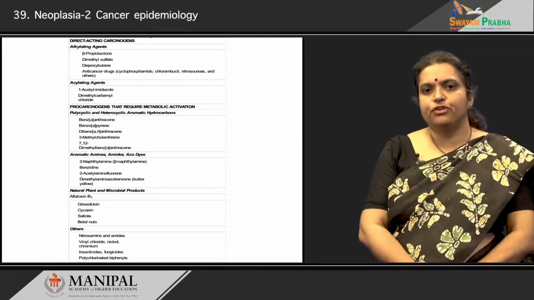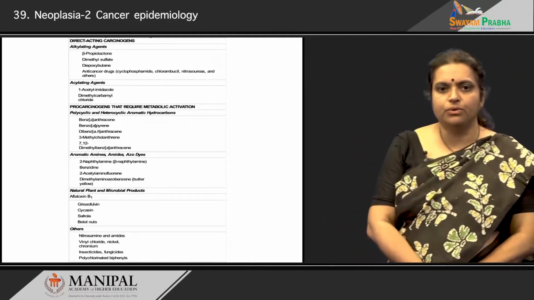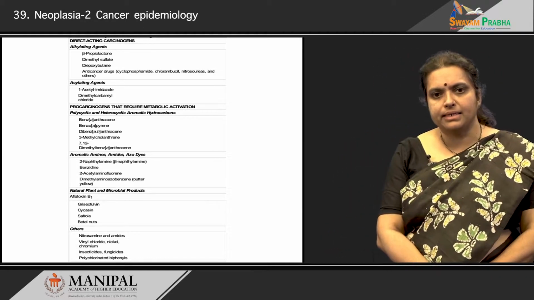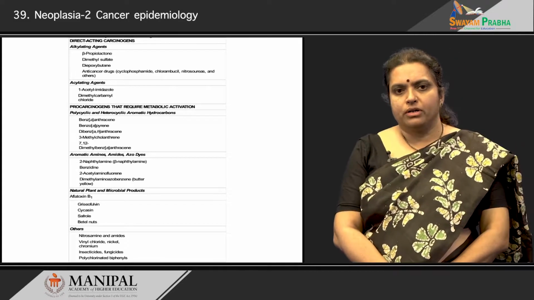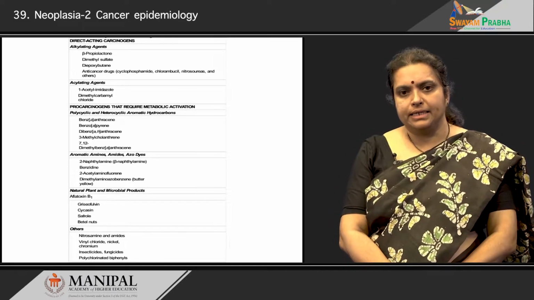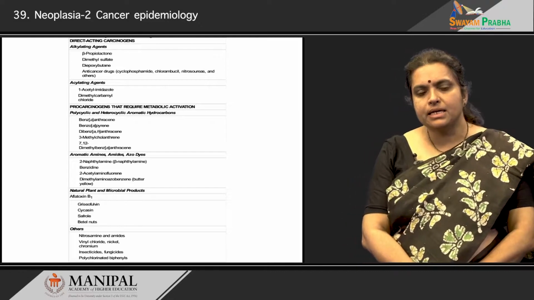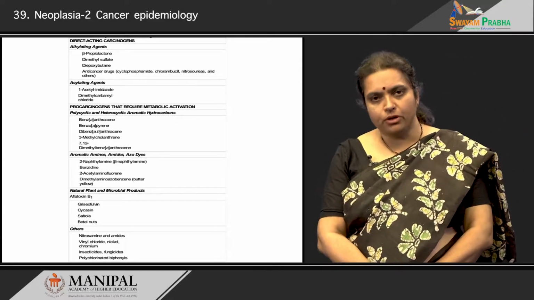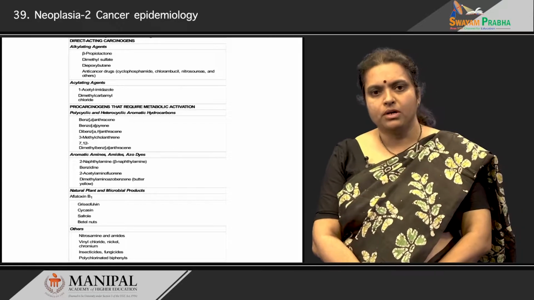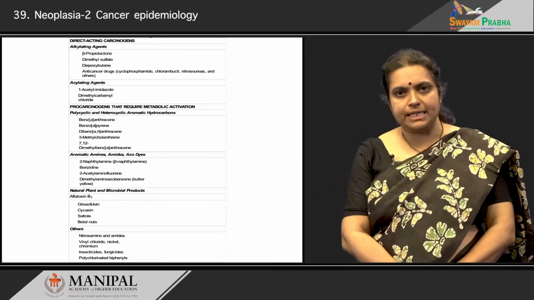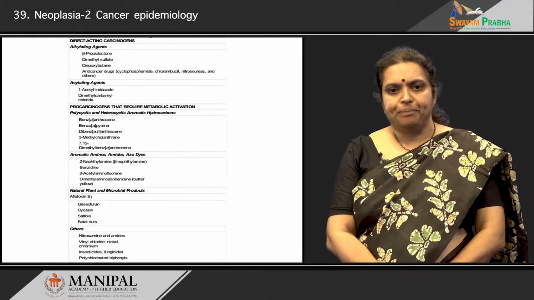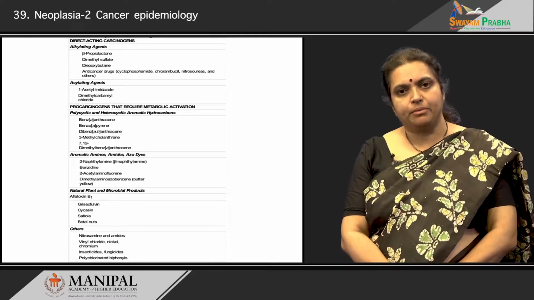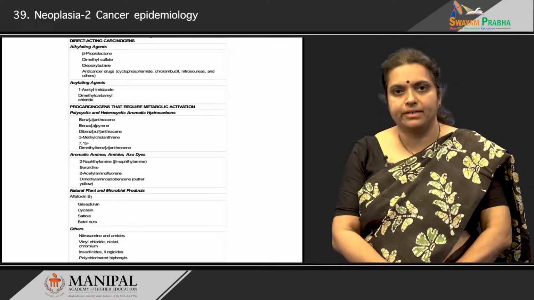Here is a list of all the agents that we know of which could cause cancer, either directly acting, such as the alkylating agents and the acylating agents, or the ones that require metabolic activation. They are also known as the pro-carcinogens, which include the polycyclic and aromatic hydrocarbons, the aromatic amines, and natural plant products such as aflatoxin, which I already mentioned.